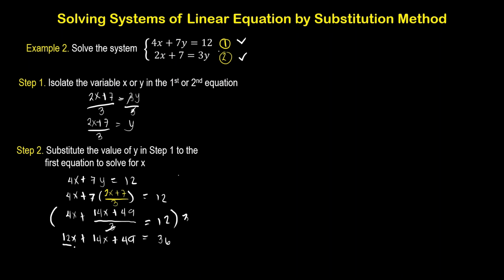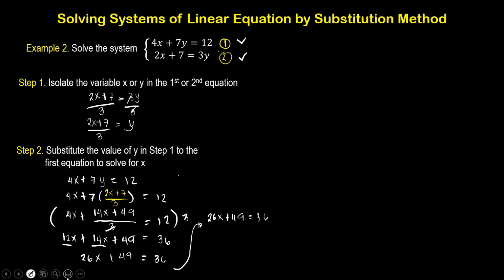So, we have here 12x plus 14x. This is equal to 26x plus 49 equal to 36. So let's just copy this one here. Okay, so we have 26x plus 49 is equal to 36.